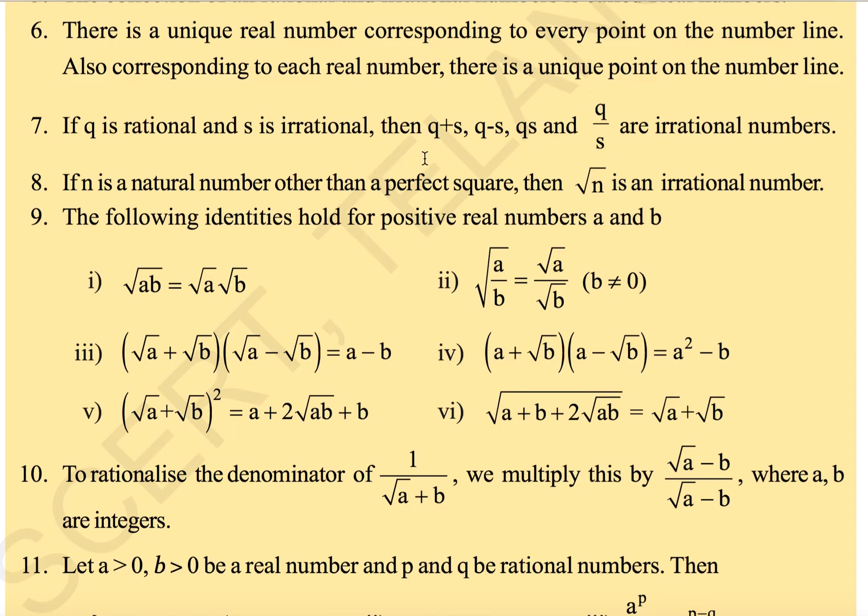If q is rational and s is irrational, then q plus s, q minus s, q into s, q by s are irrational numbers. If n is a natural number other than a perfect square, then root n is an irrational number. The following identities hold for positive real numbers a and b. Root ab equal to root a into root b. Root a by b equal to root a by root b, b not equal to 0. Root a plus root b into root a minus root b equal to a minus b. Root a plus root b whole square is a plus b plus 2 root ab. Root over a plus b plus 2 root ab is nothing but root a plus root b, just opposite.